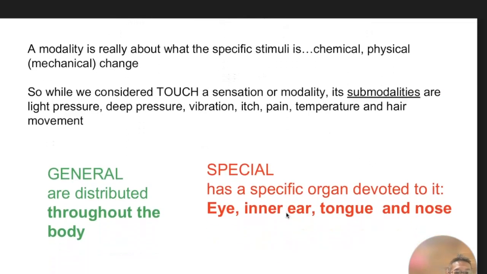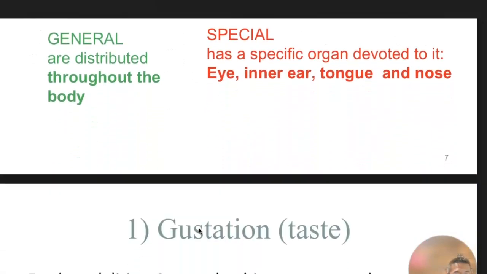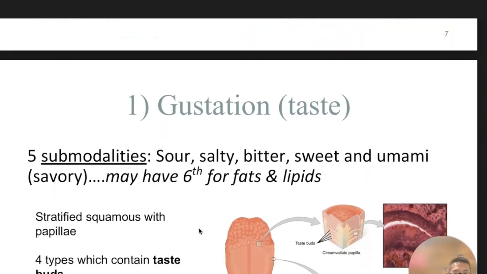Sensory modality, you need to know these two types. Okay, there are special senses and general senses. General senses are just distributed throughout your body. Now, special senses have nerves and sensory organs, with an organ devoted to it. So these are called special senses. Like your eyes, ears, tongue, and nose. And we're going to see all of them today, I think. So let's start with taste first.